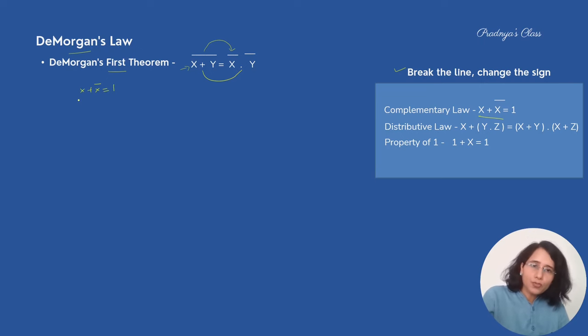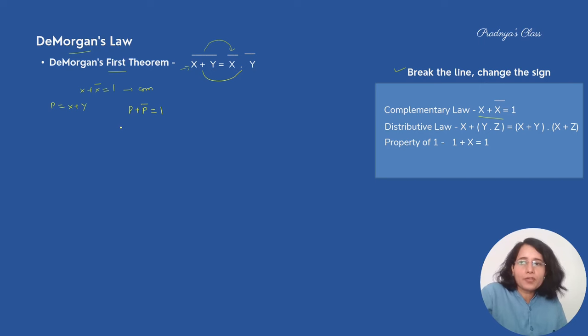If this law is true for the variable x, it should be true for other variables. So I am going to assume one variable p, and the value of p is equal to x plus y. This complementary law should be true for this variable also. So I will get the statement p plus p bar equals 1. Now let's substitute the value of p. What is the value of p? x plus y, then plus, and here we have p bar, meaning x plus y whole bar, is equal to 1.